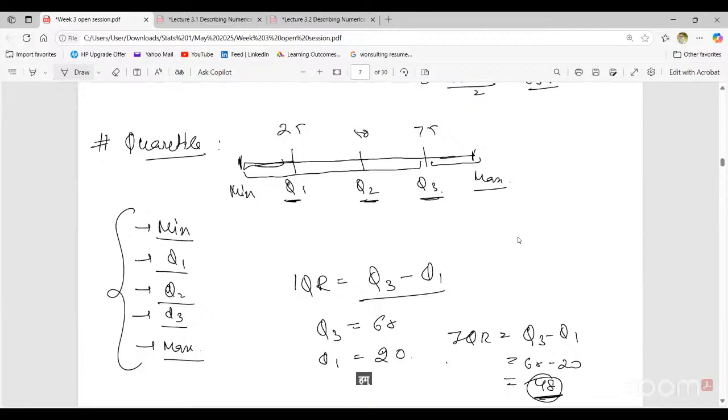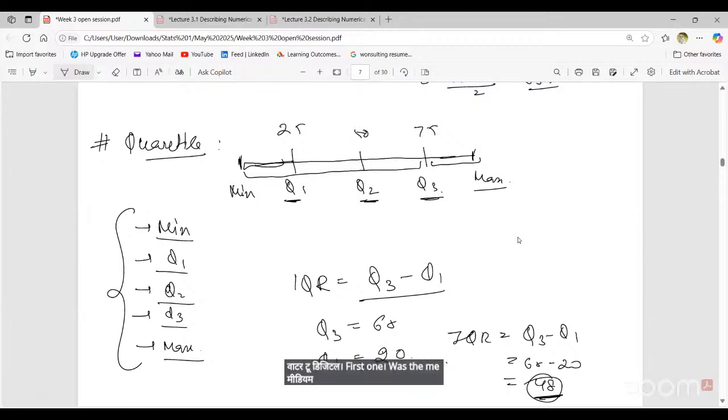Mean, median. What were the two descriptive measures? The numerical measure of central tendency and the measure of dispersion. In the measure of central tendency, we had three types of measures. The first one was the mean, median, and mode, right?